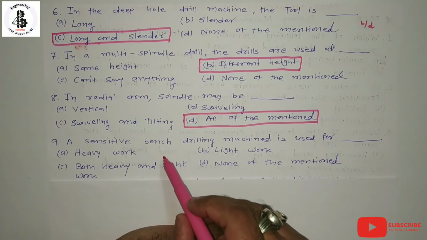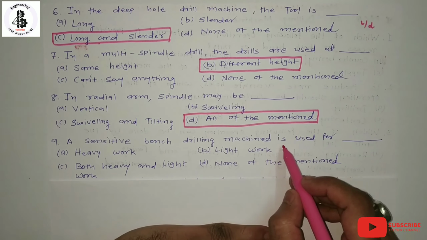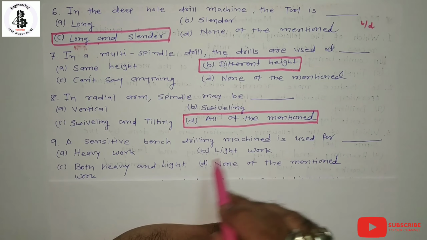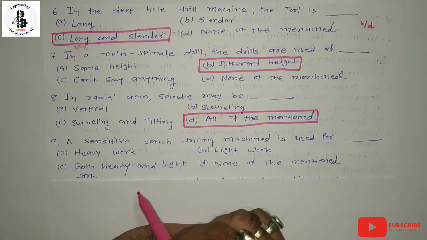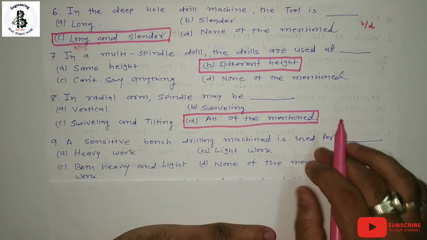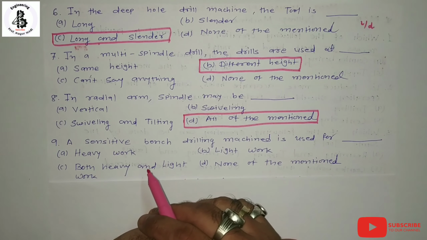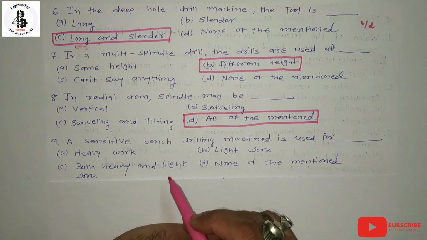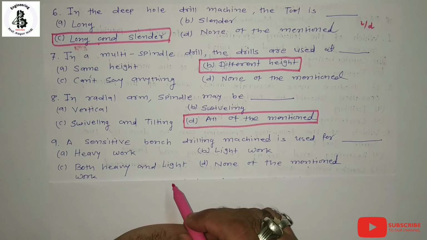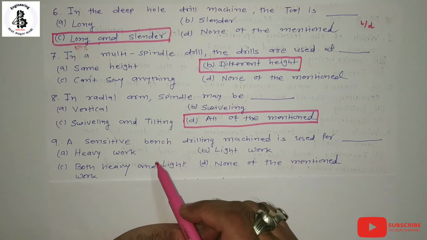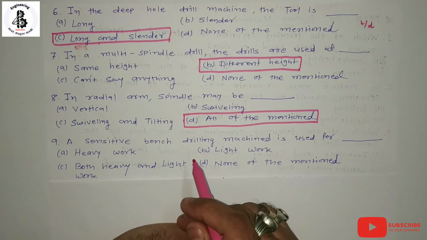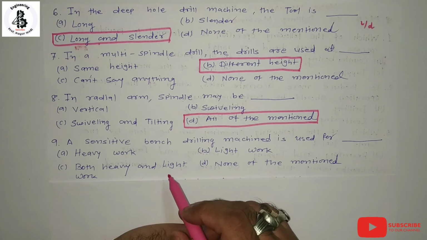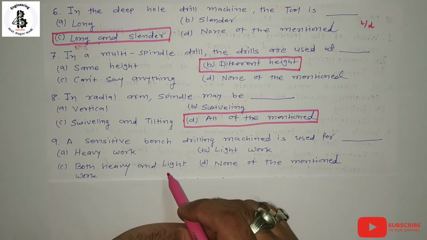A sensitive bench drilling machine is used for option A, heavy work; option B, light work; option C, both heavy and light work; and option D, none of the mentions. Basically for the construction and working capabilities of sensitive bench drilling machines, generally it will be used for light work, because in the case of sensitive bench drilling machines, the feed is provided only by manual force. So generally it will be used for light work kind of jobs to perform drilling operations.